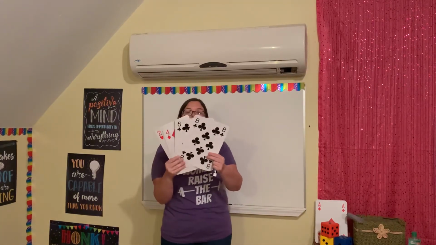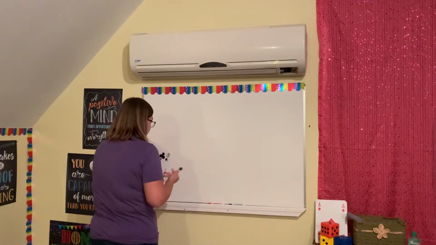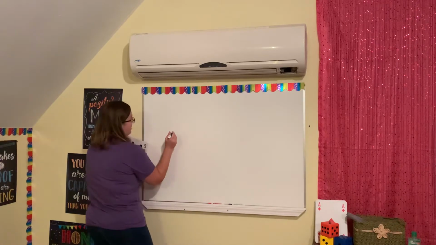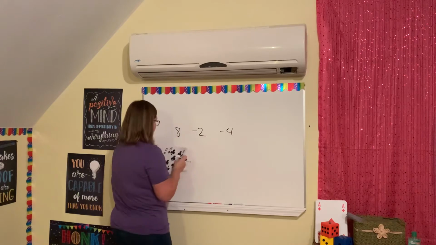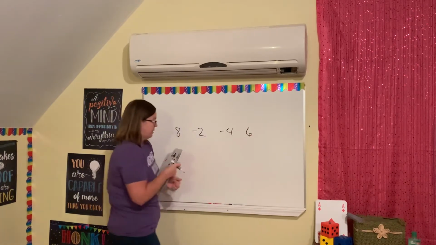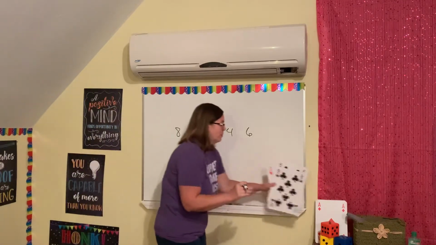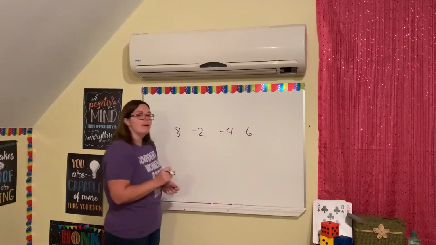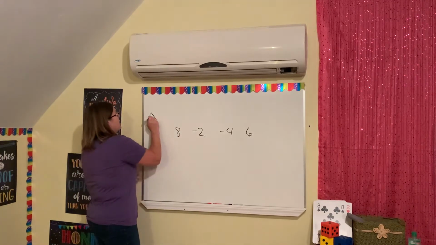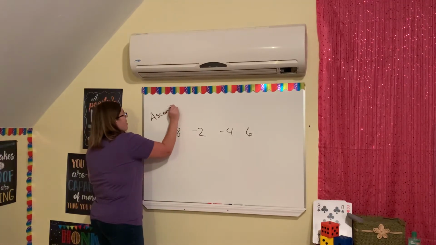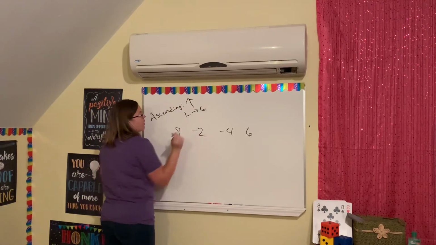So the first thing I'm going to do is write my numbers down on the board. So it says I have 8, I have -2, I have -4, and I have +6. All I did was copy the numbers down from my playing cards. And now what I need to do is put these in, let's do ascending order. So we know ascending means to go up. We're going to be going from least to greatest.